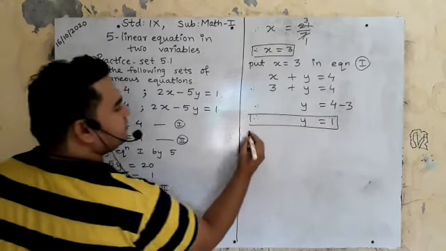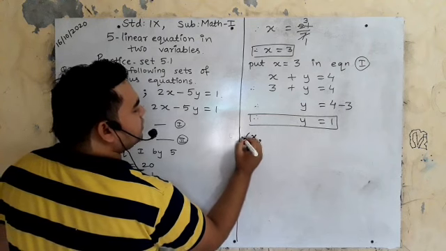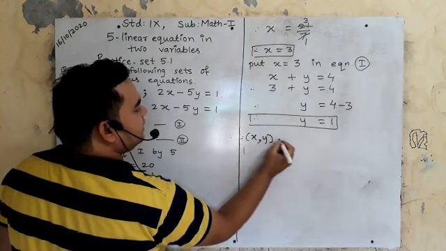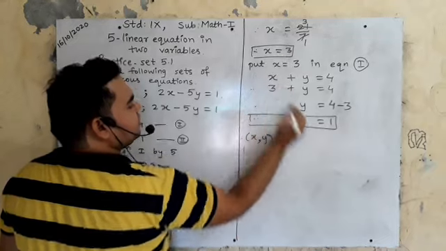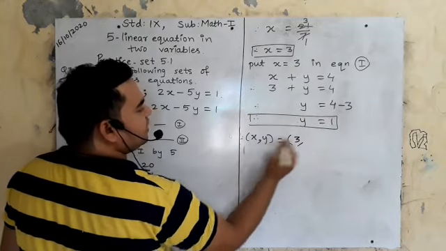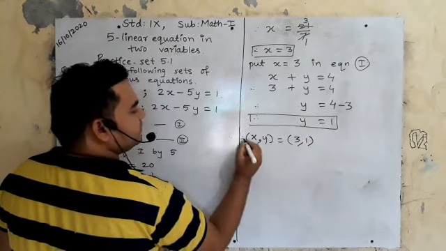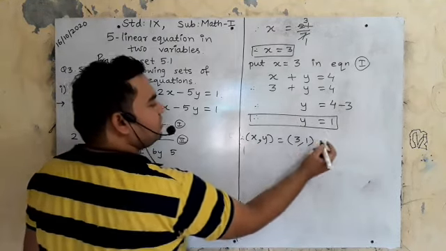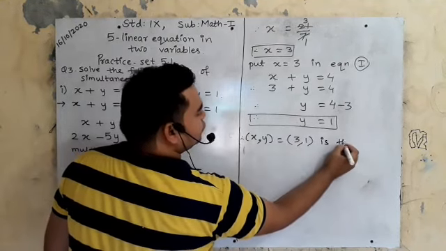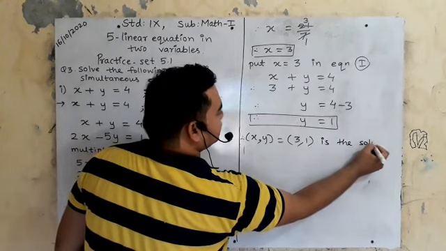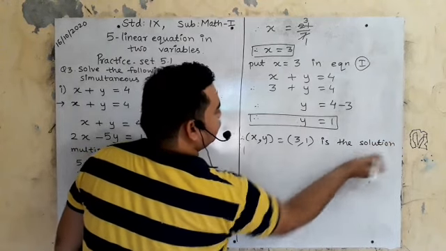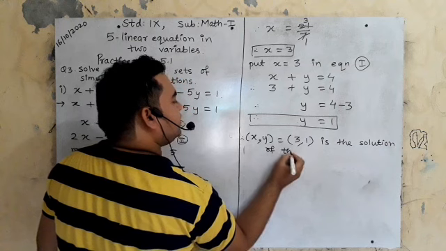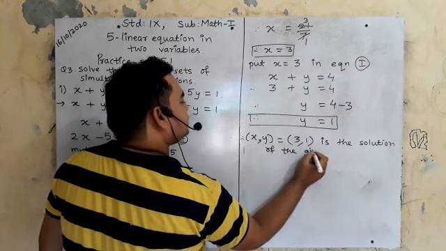So you got x is equals to 3 and y is equals to 1. Therefore, x comma y is equals to, what is the x value here? 3. What is the y value here? 1. So x comma y is equals to 3 comma 1 is the solution of the given equations.